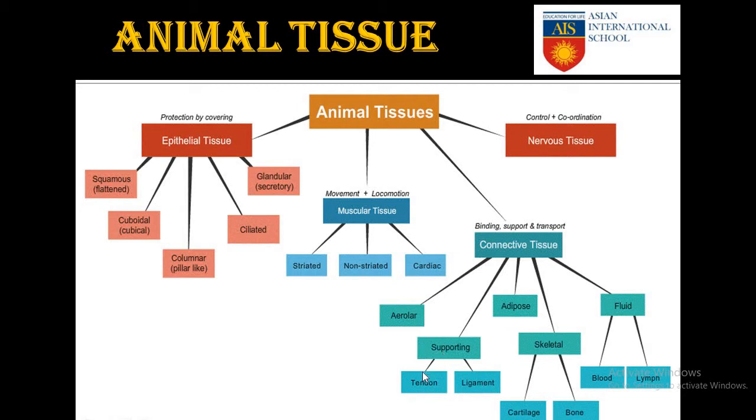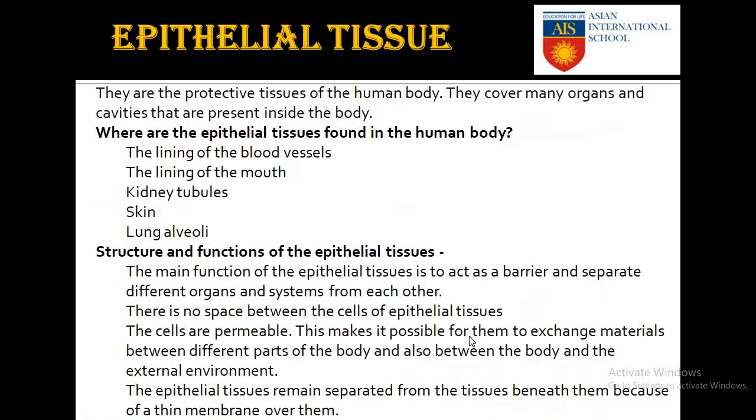In supporting, there are two types of tissues: tendon and ligament. Skeletal is further divided into cartilage and bone. Fluid is further divided into blood and lymph. Now we will study in detail.